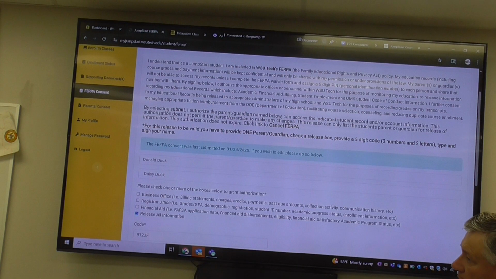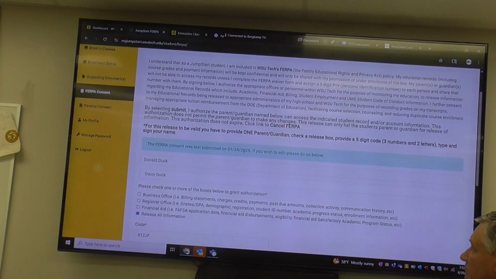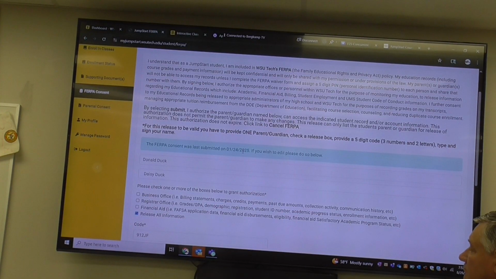So you can put 2 people on there. You want to put their first and their last name. And then you'll mark what they have access to. So business office, registrar's office is if they want to contact me as your advisor with any questions like enrollment or if you need help with a transcript. And then financial aid, even if you're not going to WSUTech after high school, we can still help you with financial aid. And then it has you create a code. So that code is 2 letters and 3 numbers, but anything that you want it to be. And whenever they call me, I'm going to use that code to verify that it's actually them.